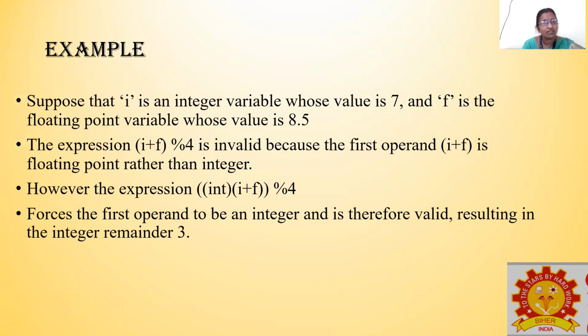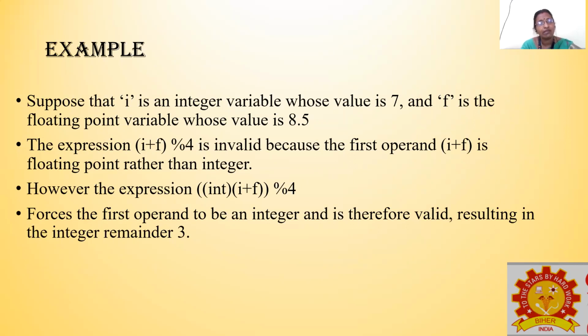Example: suppose I is an integer variable whose value is 7, and F is a floating point variable whose value is 8.5. The expression (I + F) % 4 is invalid because the first operand, I + F, is a floating point value rather than an integer. Clear? Now, however, see the expression int(I + F) % 4. So what will happen? This is a typecast.